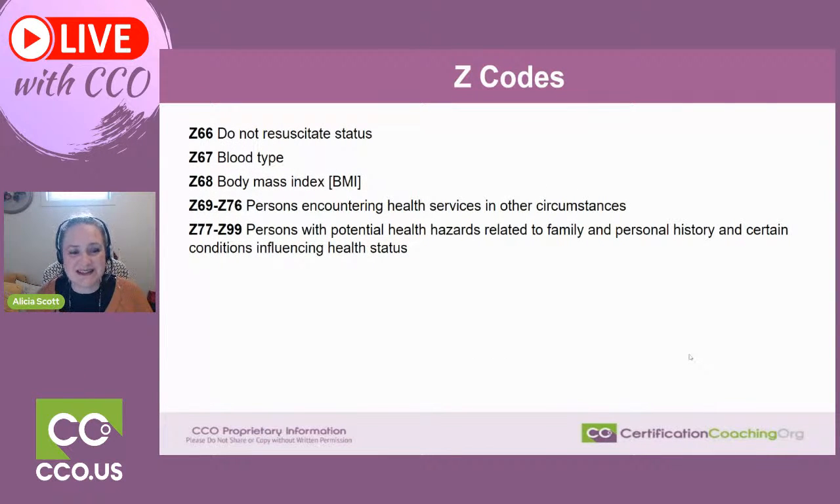Do not resuscitate status, Z66. This is a decision that's made between the provider and the patient, and this code will be appended to the patient's chart so that they know that they have chosen to be a do not resuscitate patient. Z67, blood type. Z68, body mass index. I use this code every day.